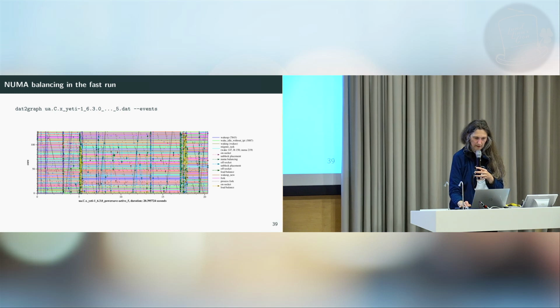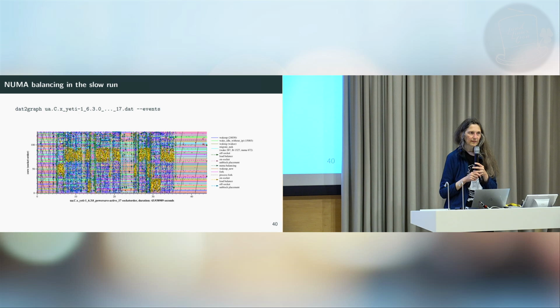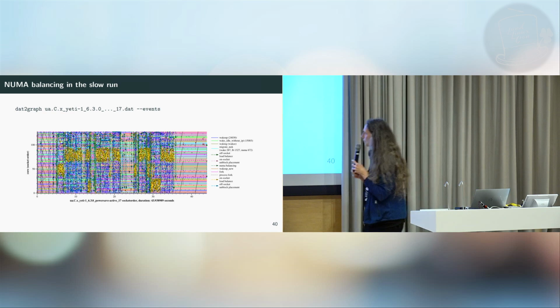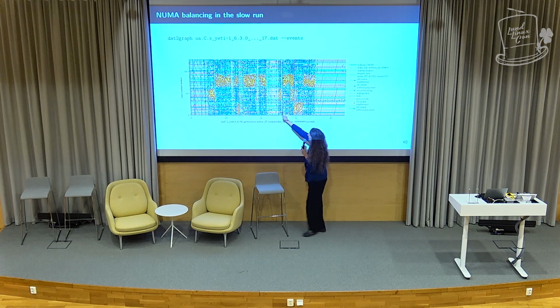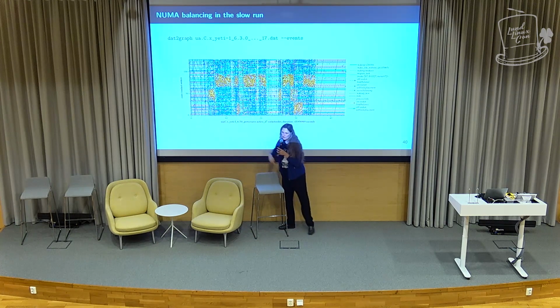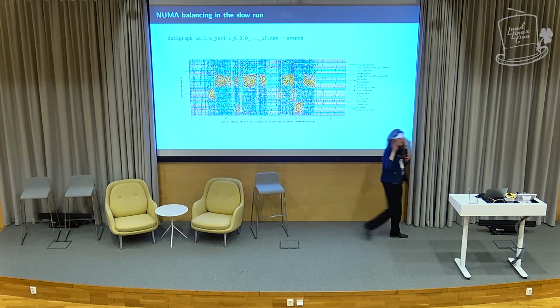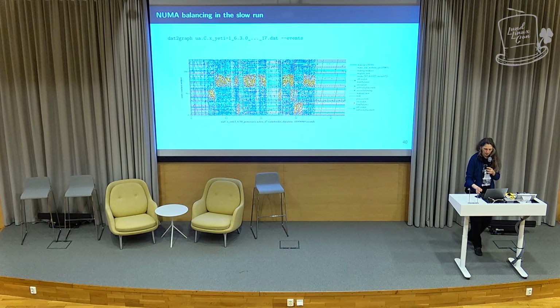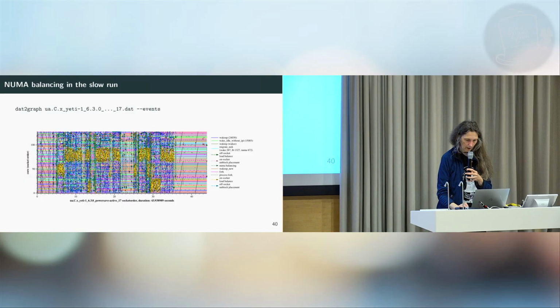And then if we look at the slow run, you can perhaps observe that things are moving around a lot more than one might have expected. Again, we have these green things, which are the various occurrences of NUMA balancing, and then the tasks moving around afterwards to clean up in some way.